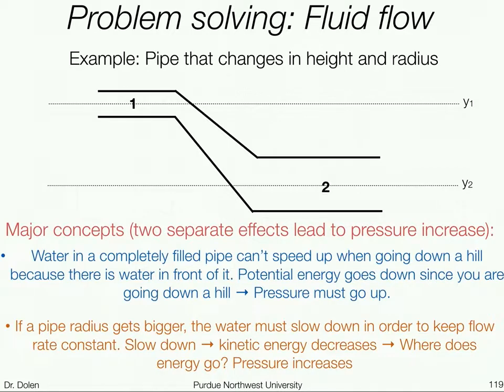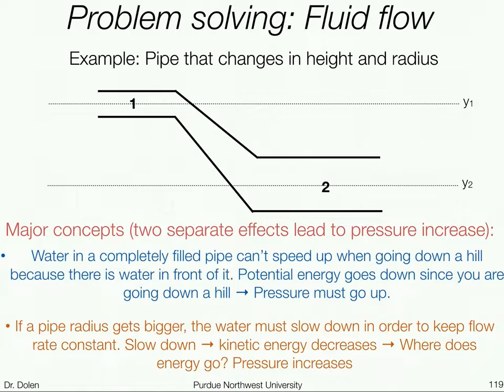First of all, the water in this pipe is incompressible and it's a completely filled pipe. So that means the water cannot speed up as it moves down a hill. Water moving down a hill in a pipe is not going to speed up because there's water in front of it. So what does that mean? That means that as this water goes down the hill, the potential energy of the water is going to go down. It's losing height, it's losing potential energy. Something else has to go up, and it turns out what goes up is pressure. Pressure acts as another type of energy. Pressure is an energy density, and so we are storing energy in that pressure.